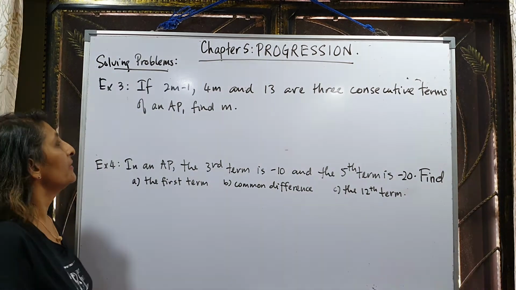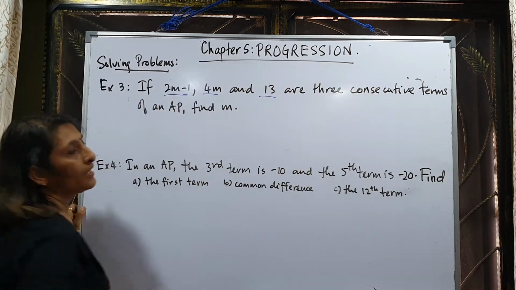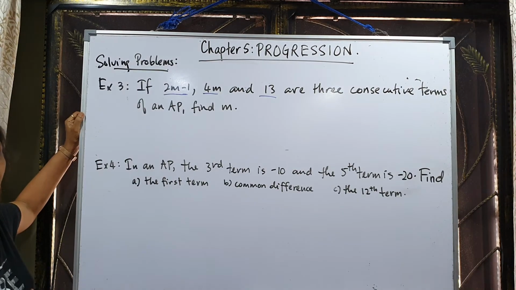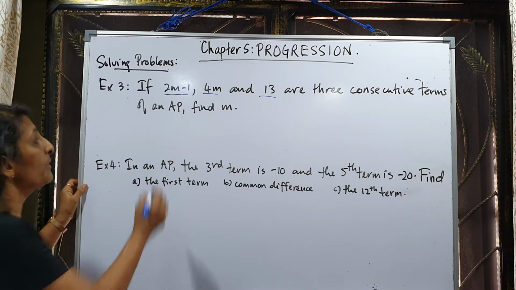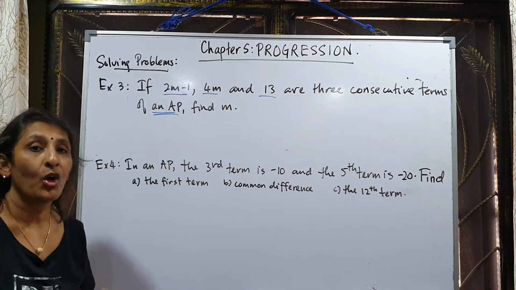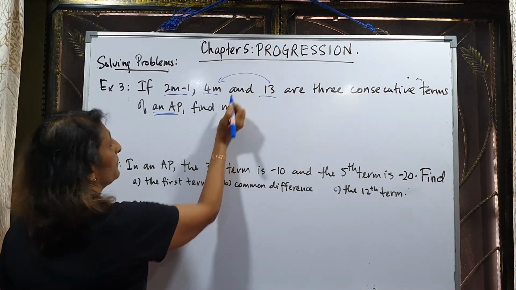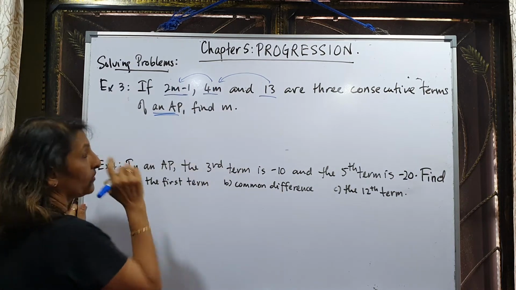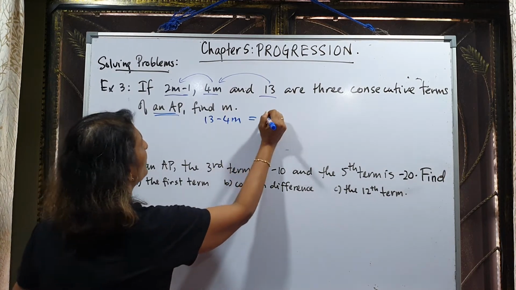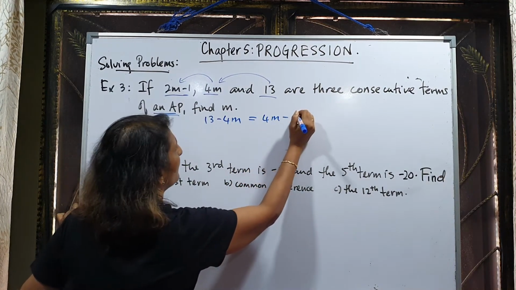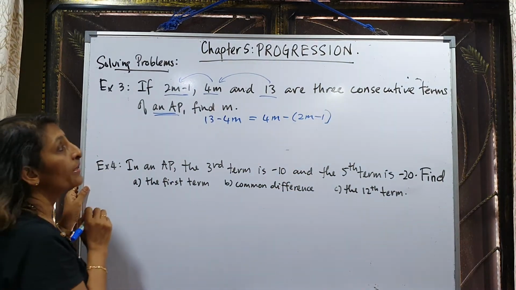Right, now example 3. If 2m minus 1, 4m and 13 are 3 consecutive terms in an arithmetic progression, find m. So once you know that it's an arithmetic progression, you must remember that they have a common difference, right? Therefore, it means that 13 minus 4m should be equal to 4m minus this, common difference. So we can use that 13 minus 4m is equivalent to 4m minus (2m minus 1). Okay, we use the fact that they have a common difference.